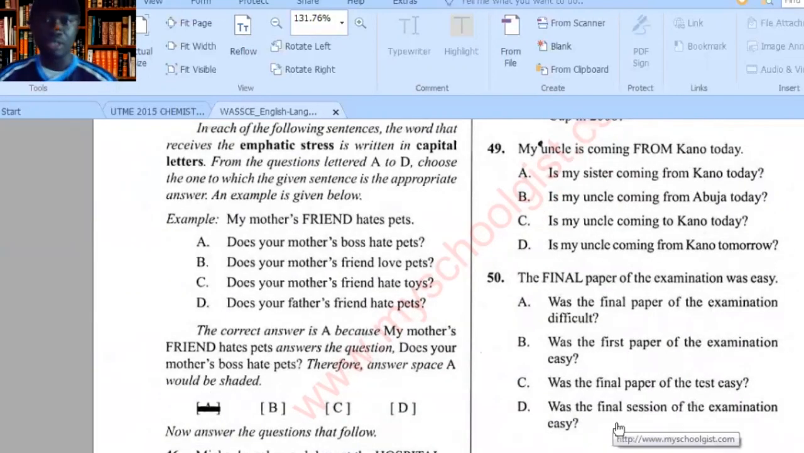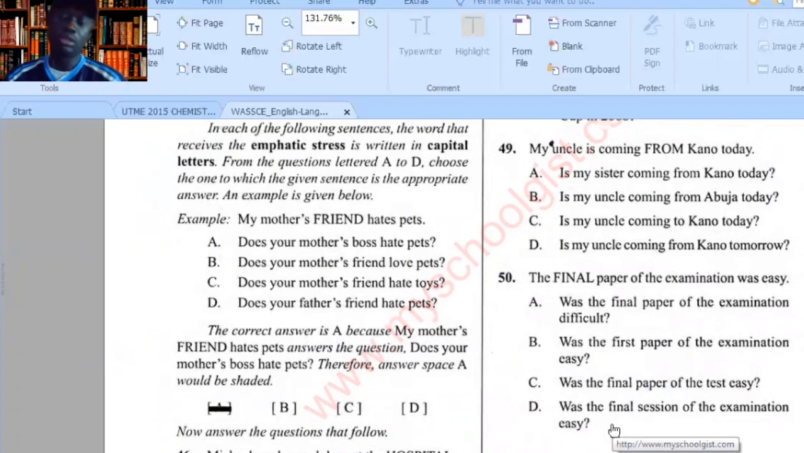The last question. The final paper of the examination was easy. We're looking at final here. Option A, final. No final here, final, final. The correct option here is B. What I usually advise my students is to attempt questions 46 to 50 first to boost their confidence when attempting English language paper 3.